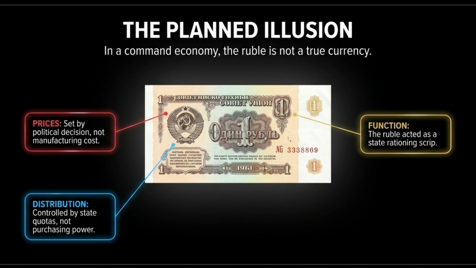In a command economy, the ruble functioned less as a true currency and more as state rationing scrip. Prices were set by political decision, and distribution was controlled by quotas, not purchasing power.